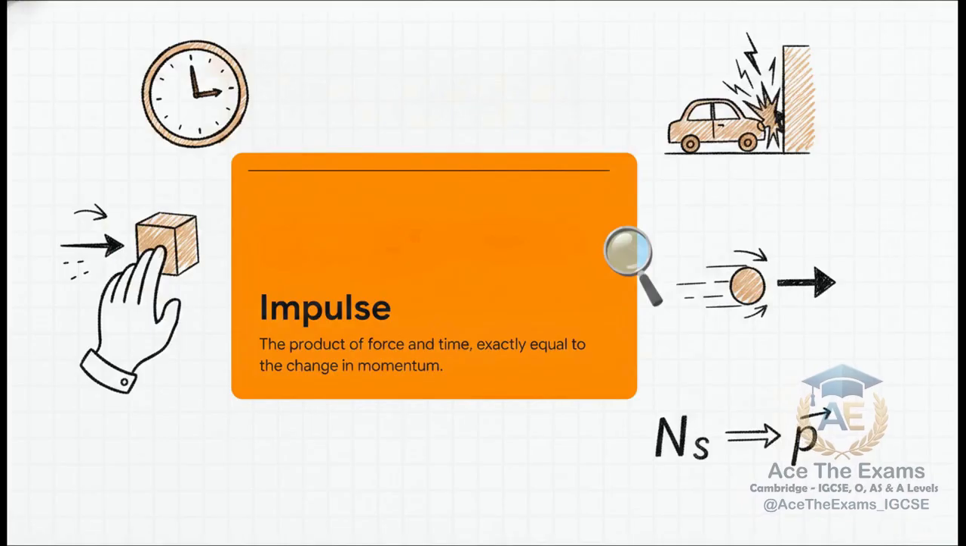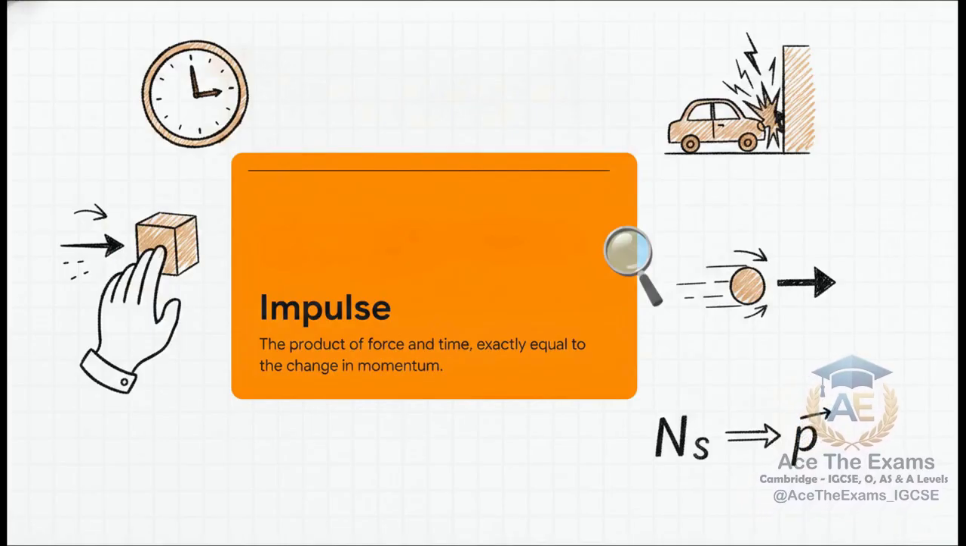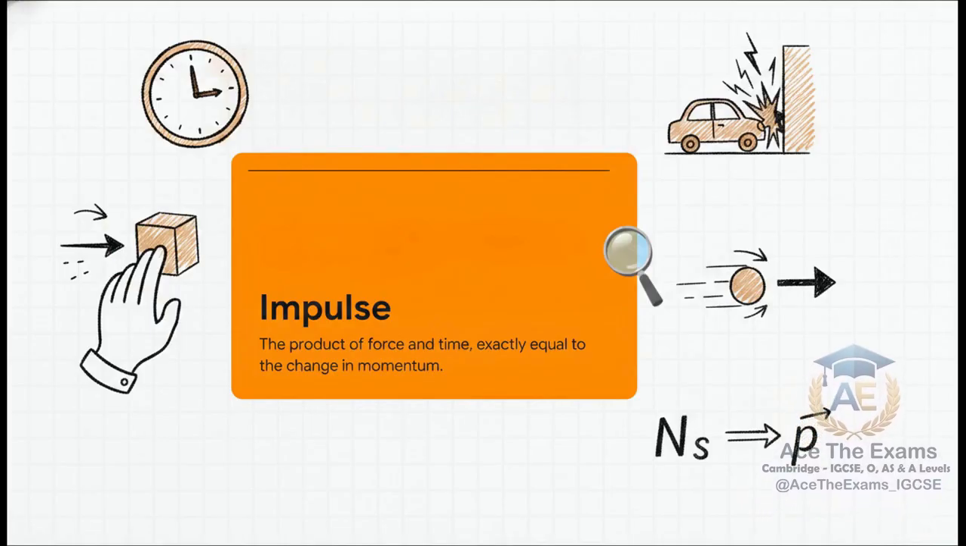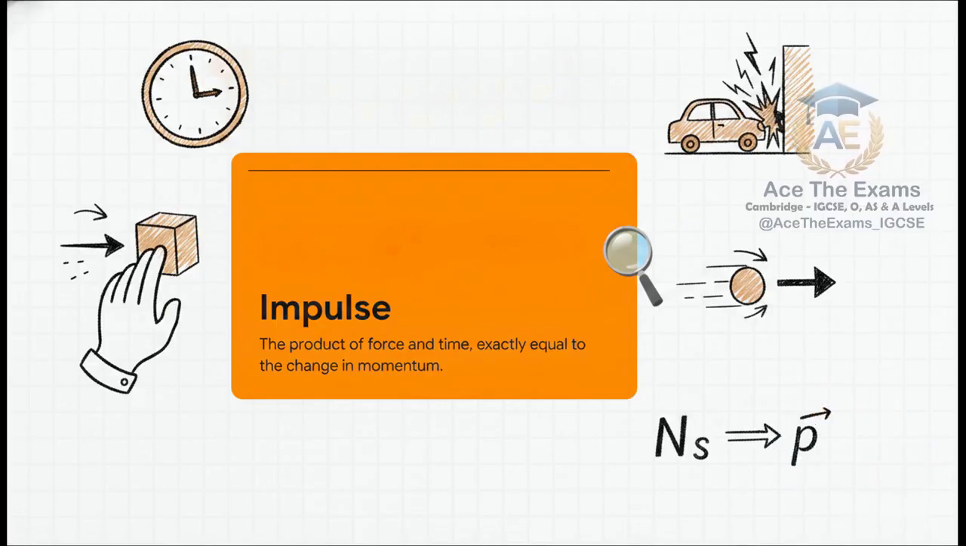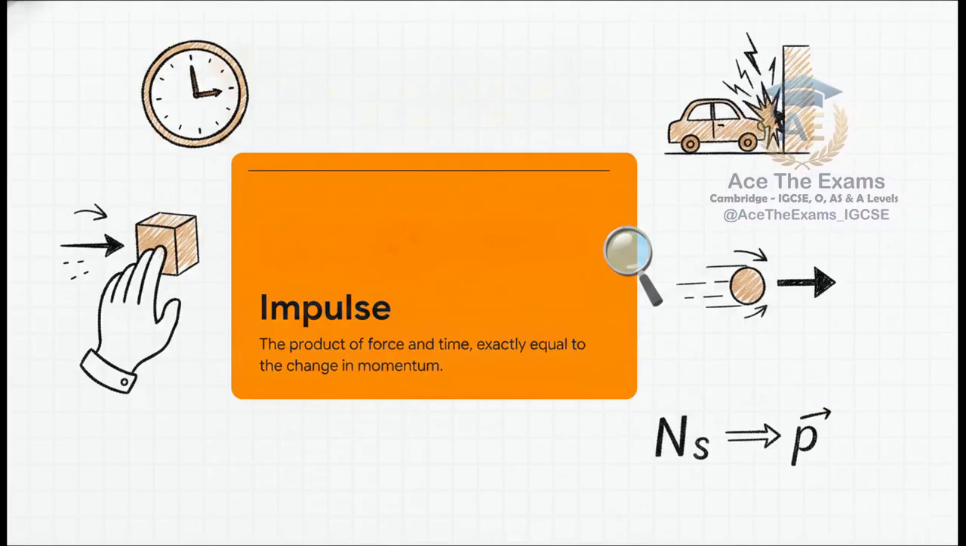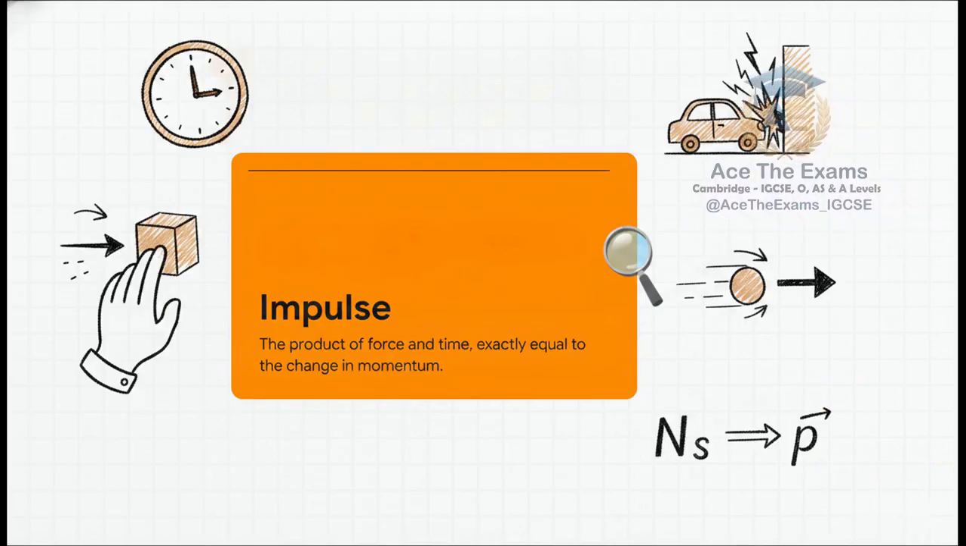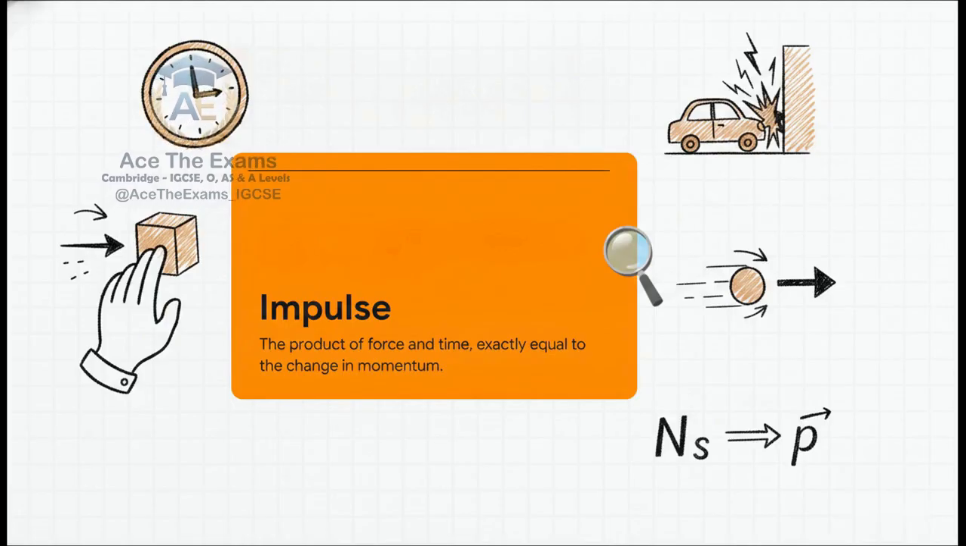But here is the secret weapon you need for your exams. Impulse is exactly equal to the change in momentum of the object. It's just Newton's second law rearranged. The unit is the Newton second. This is your go-to concept whenever you are analyzing short-duration collisions, and the command word asks you to calculate or determine the average force. Let's see how our students handle this.